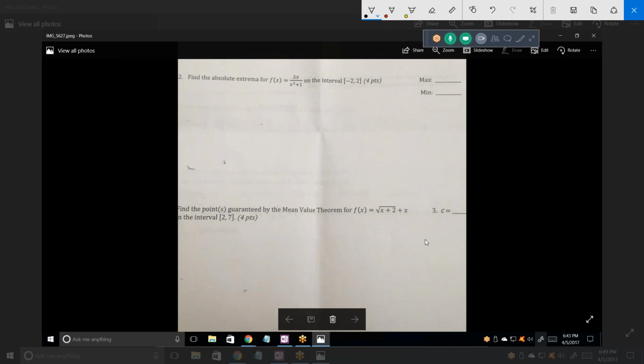Okay, let's look at the second one. What's that whole question say? Find the points guaranteed by the mean value theorem for f of x equals root x plus 2 plus x, and then just c equals. On the interval 2 to 7? Yeah. Okay.